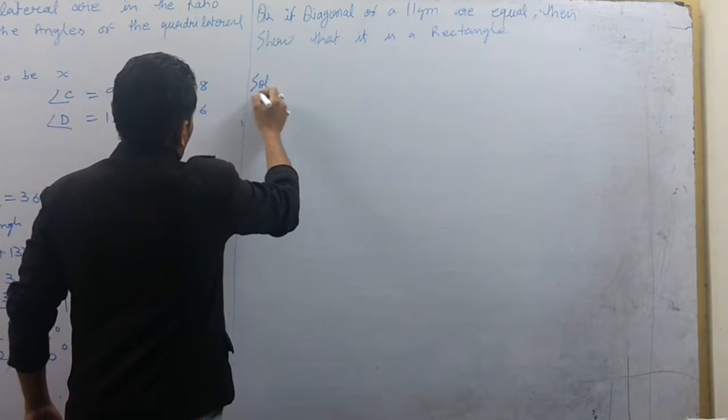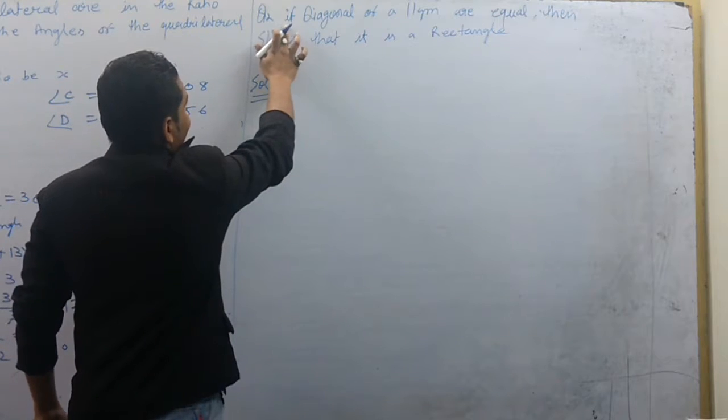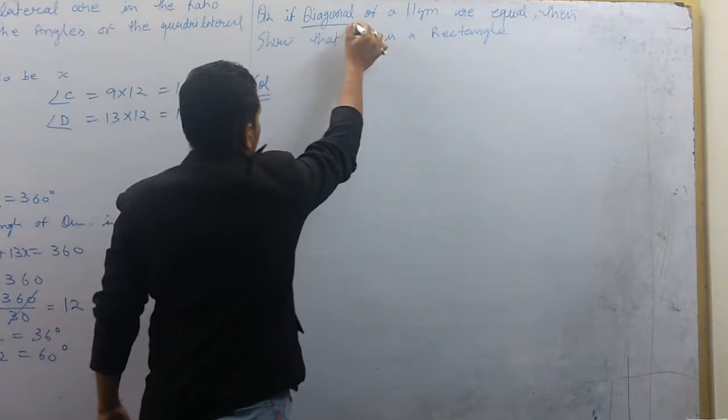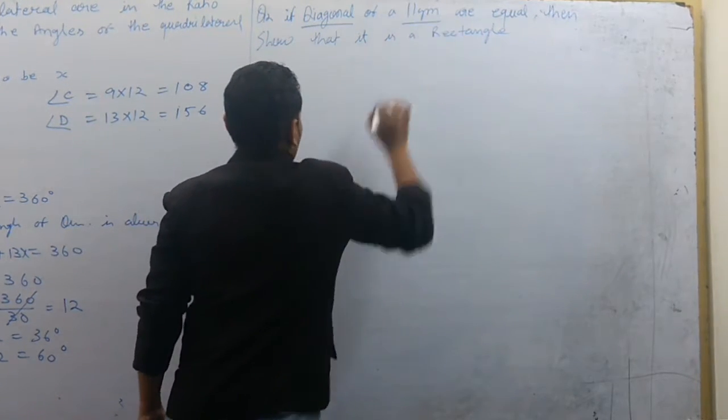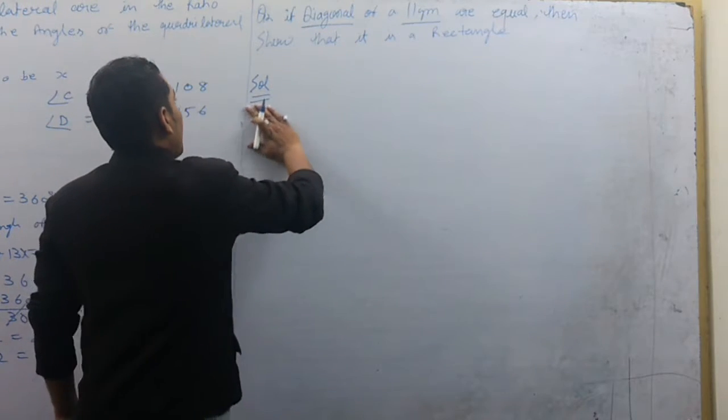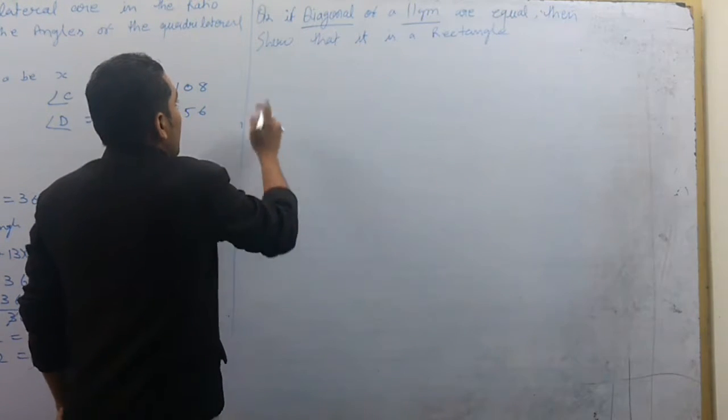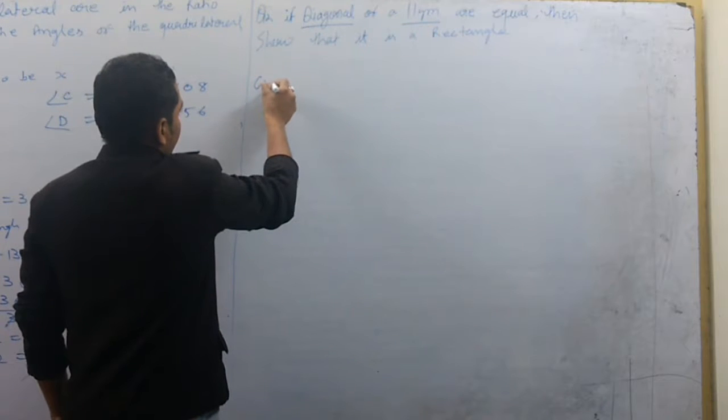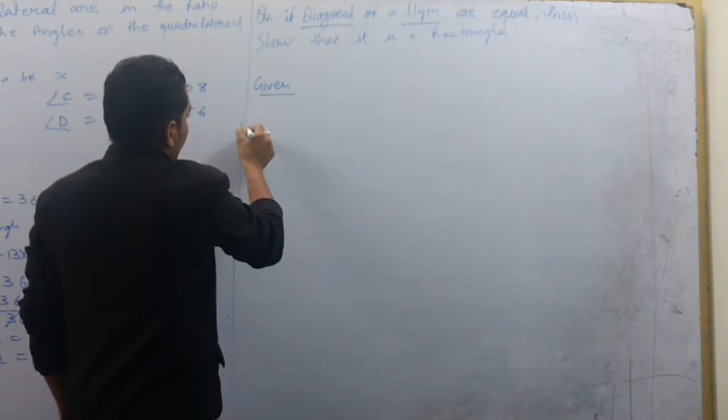If diagonals of a parallelogram are equal, then show that it is a rectangle. Solution is here. The question said diagonals and parallelogram. So before we write the solution, we write given and to prove.